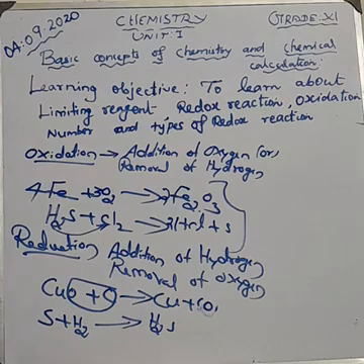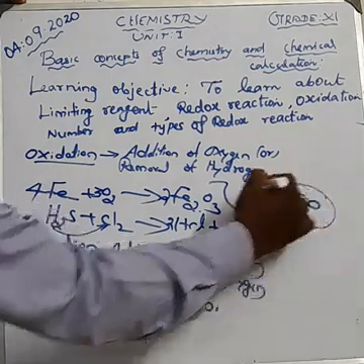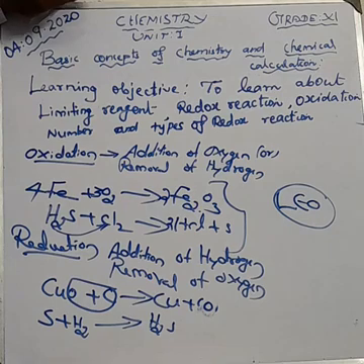We can also say LEO. What is LEO? Loss of an electron. That is called oxidation. Loss of an electron is oxidation, and gain of an electron is called reduction. Okay.